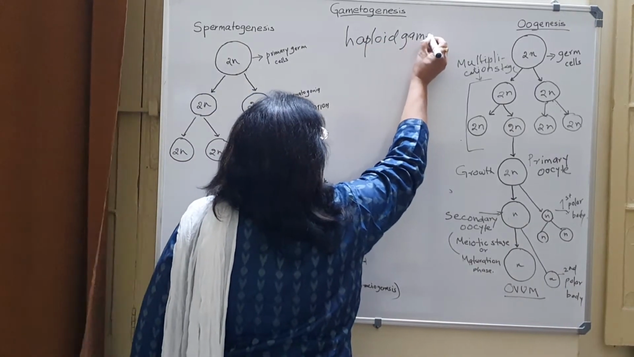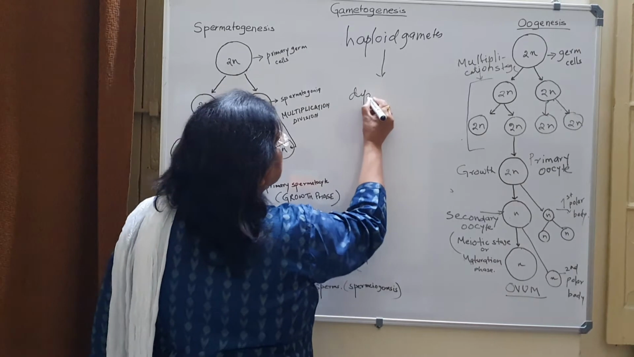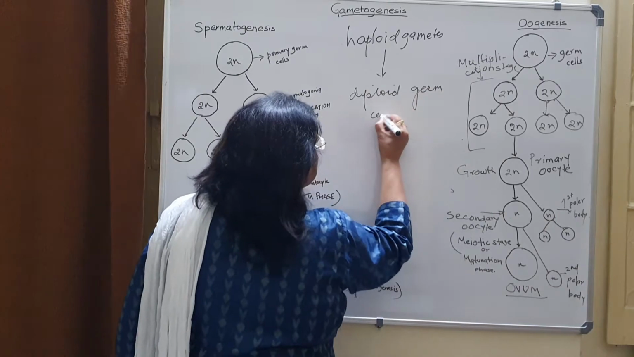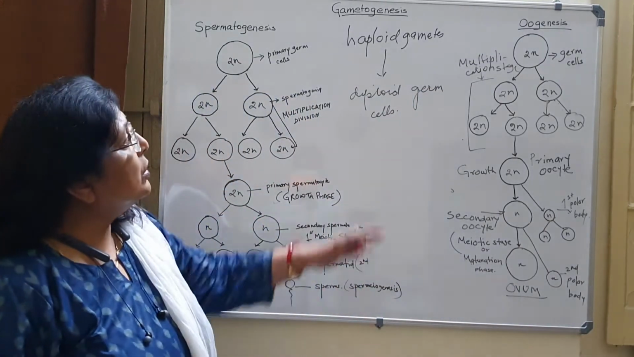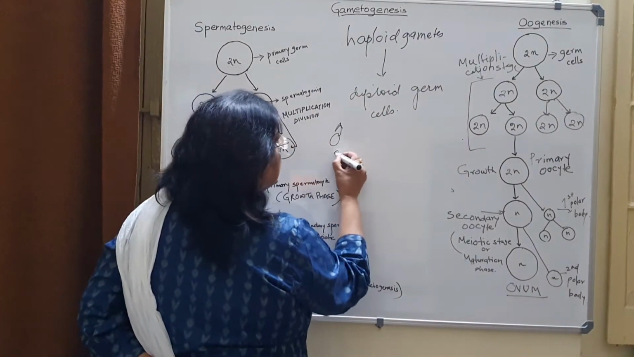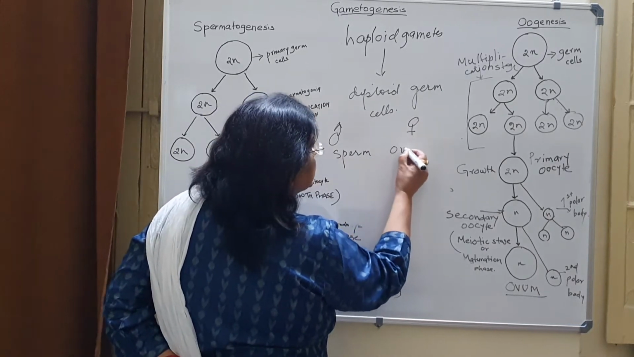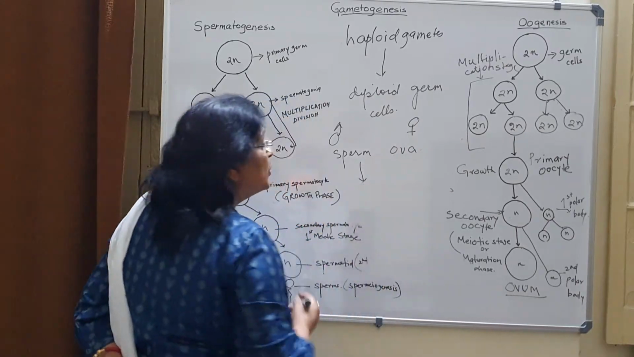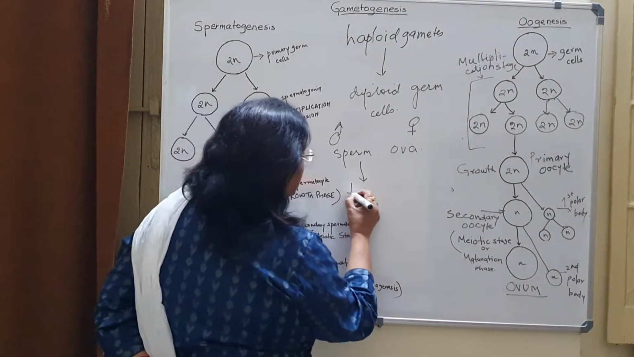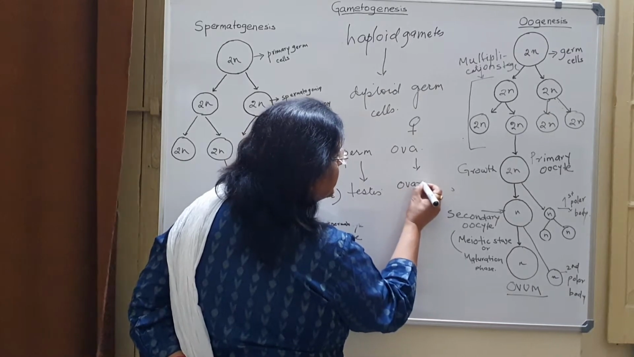So, in the process of gametogenesis, the haploid gametes are produced from diploid germ cells. Now, the gametes are of two types. The male gamete, which is known as the sperm, and the female gamete, which is known as the ova. Now, sperm is produced in the male reproductive gonads, that is the testes, whereas ova is produced in the ovary.